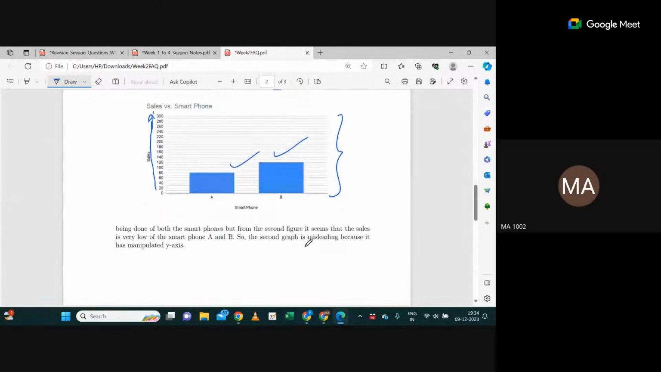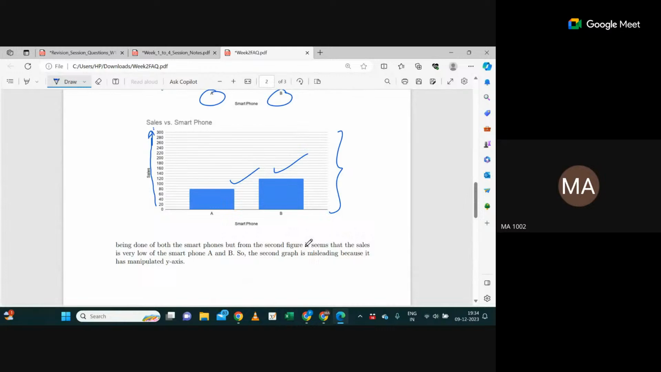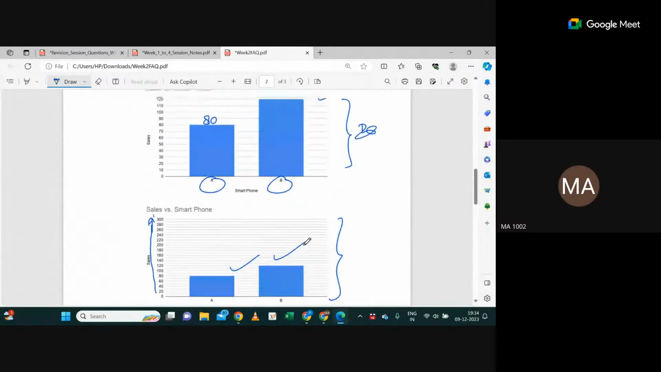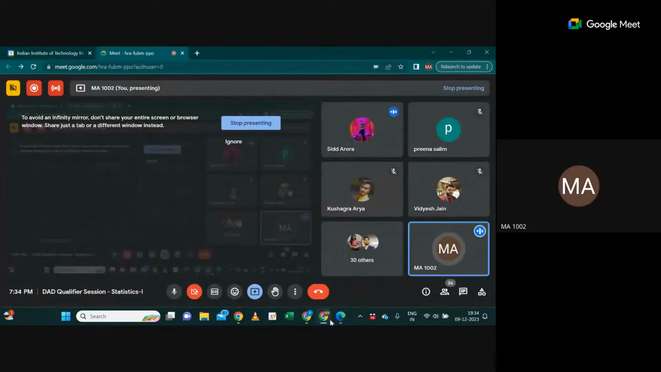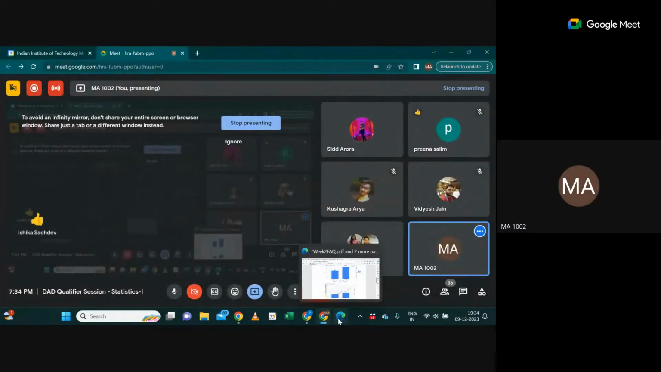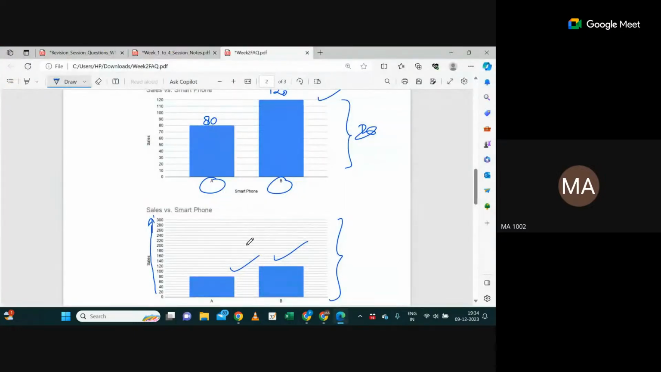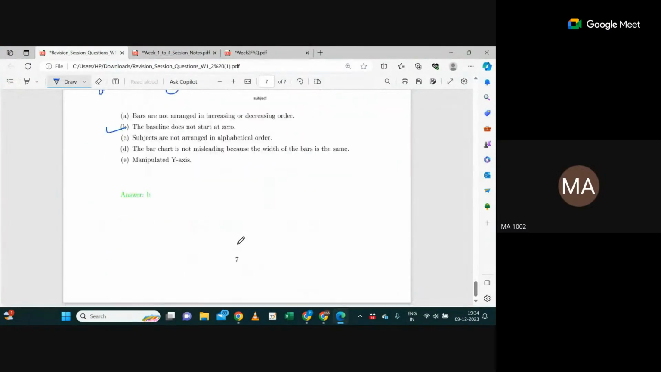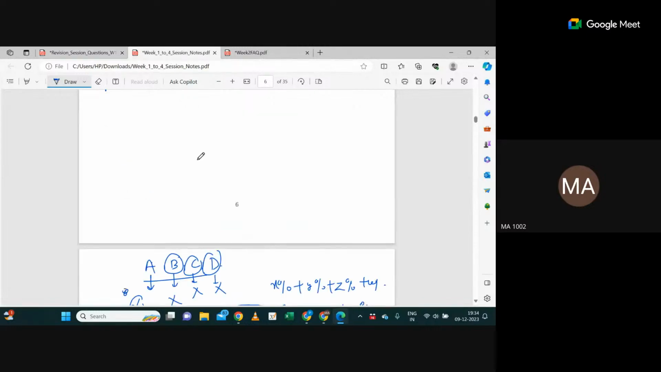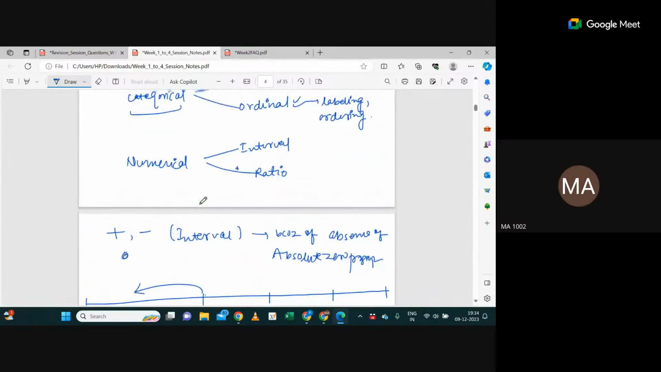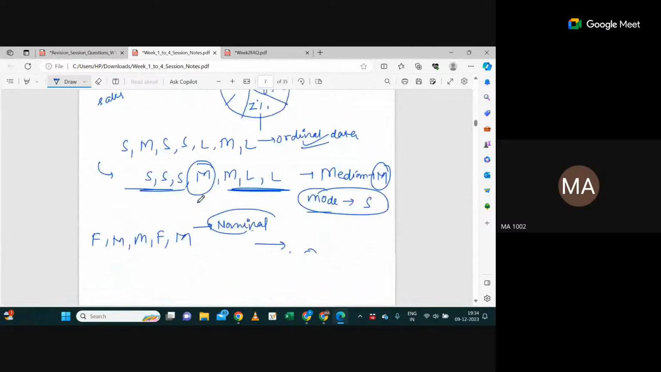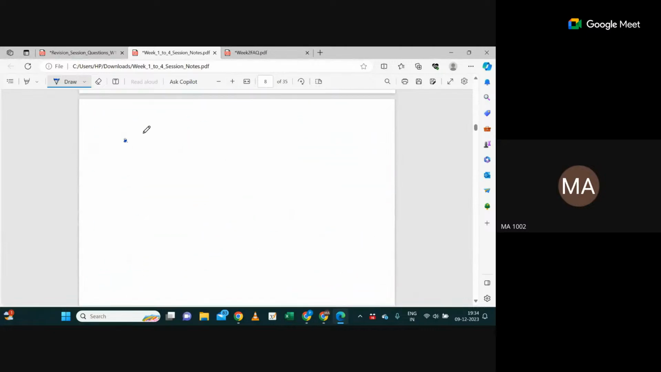Okay, so this is something called the manipulation of the y-axis. This y-axis has been manipulated. Is this clear to everyone? Any doubt? Okay, fine. Then I think we have covered the concepts till week 2, right? Yes or no? So should we move to the concept of week 3?